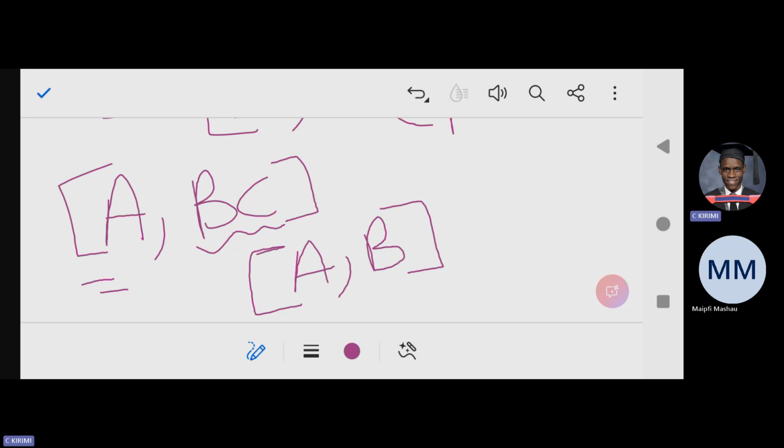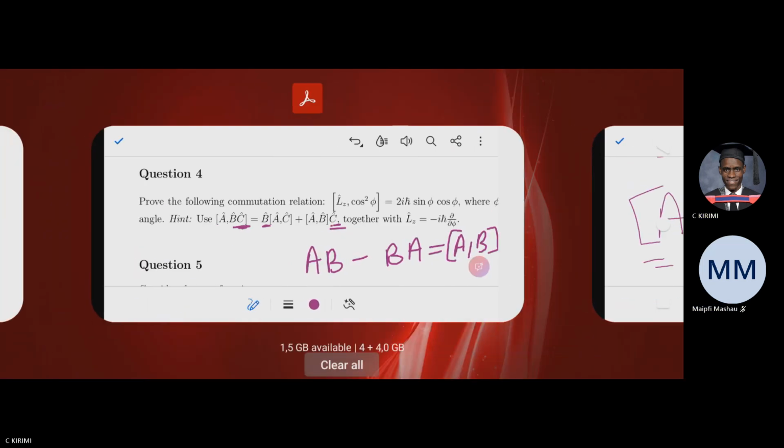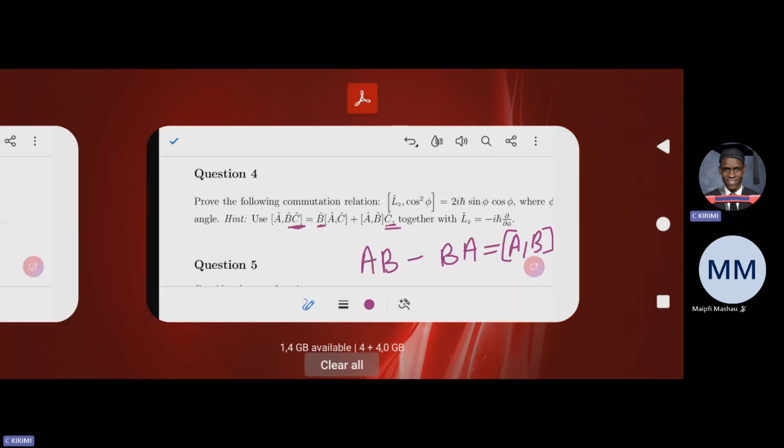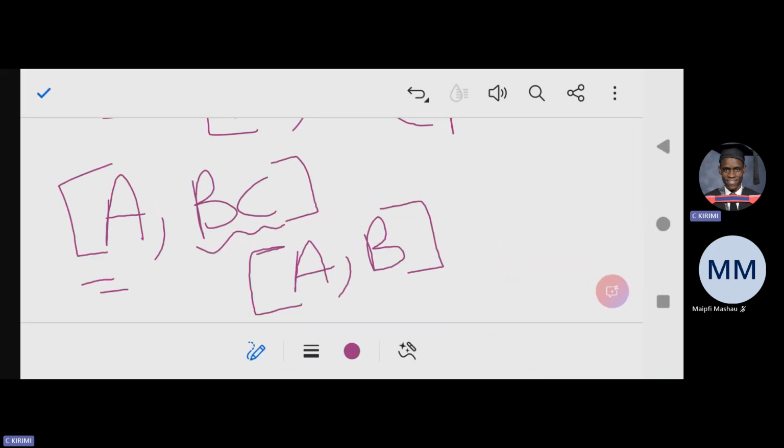Relative to B, it's on the right. Is C to the left of B or to the right of B? It's on the right of B. That's why in the commutation relation here, C is on the right of B. So if you are writing it like this, if you are putting the commutation relation, you are going to put the C on the right of B. But because these two are a chain rule, they are multiplying each other, that's why you're also adding plus.